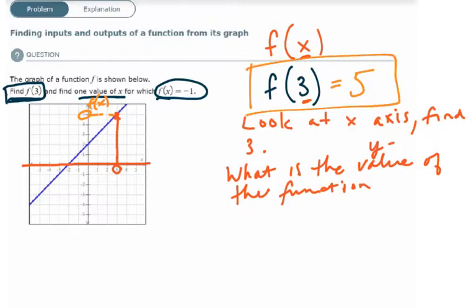And that's our process. We look at the x-axis and find the value that they're asking us to evaluate at. And then we look up or down, depending on the function, and figure out at what value the function is actually hitting.